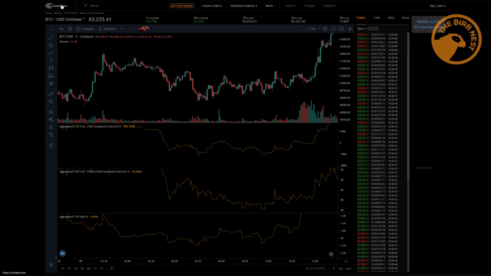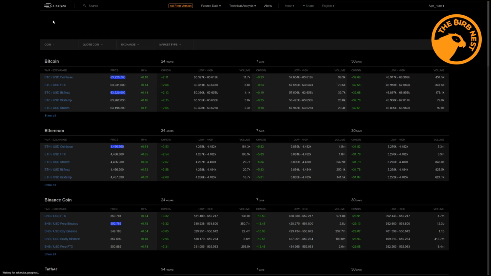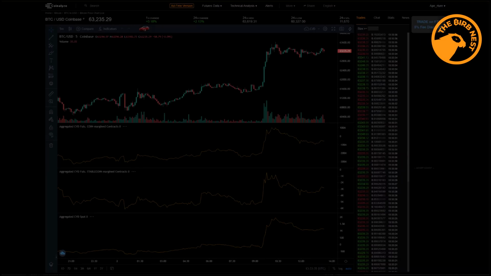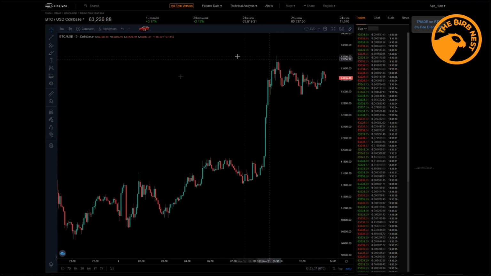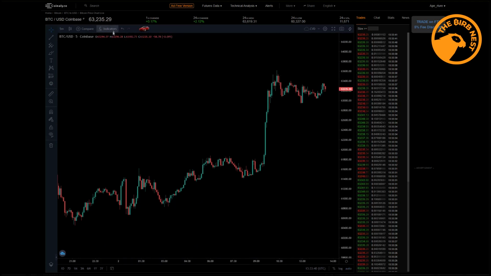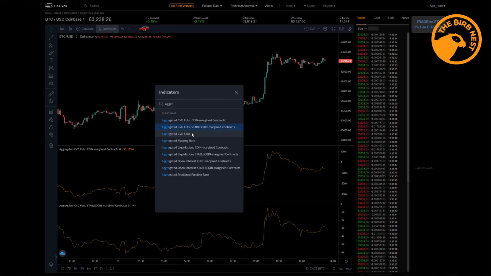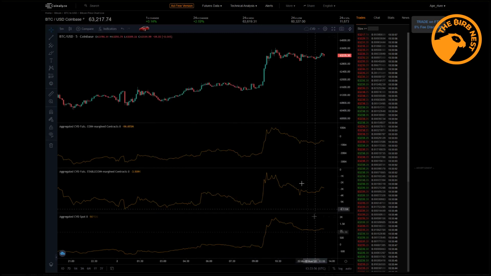Let's start by setting this chart up. Visit coinalyze.net and pick the first chart, BTC USD Coinbase. You can use any Bitcoin chart for this, but I like to use the Coinbase chart. Then you'll probably see this chart, and we want to add the aggregated CVD from the futures coin margin contracts, the one from the stablecoin margin contracts, and the aggregated CVD spot. So click them all, and you'll have this chart.